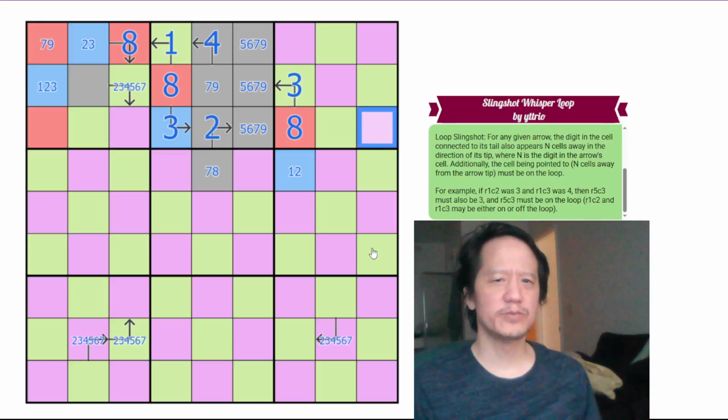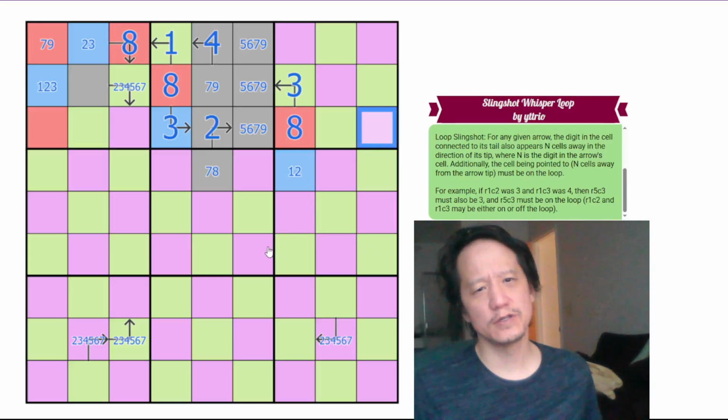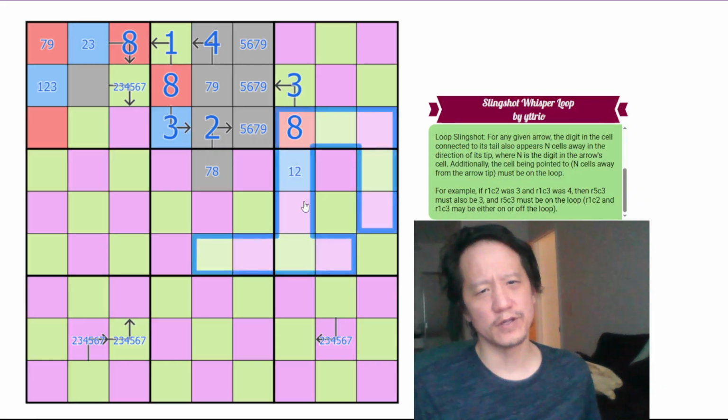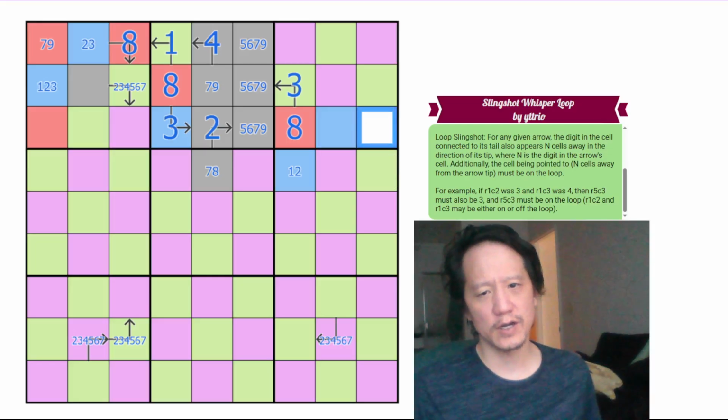So this has to be on the loop because there's no way that it can go through here and then exit back out without this being on the loop. So this would be low. This would be high, or we don't know if that's on the loop. We know this is guaranteed to be on the loop.